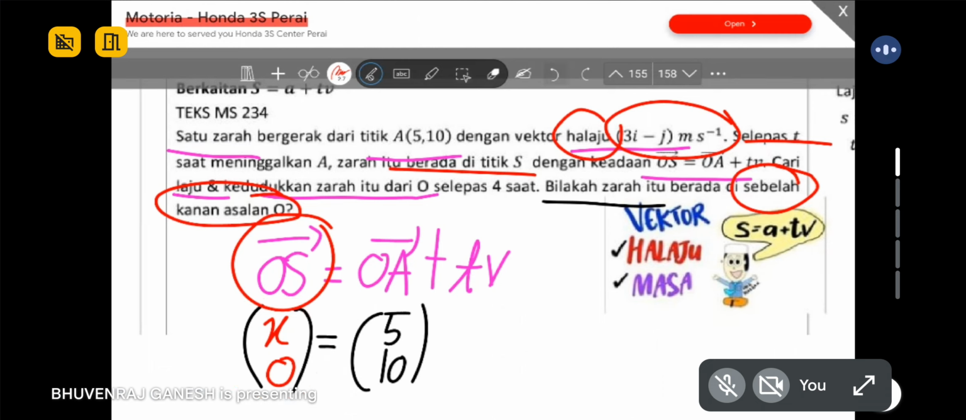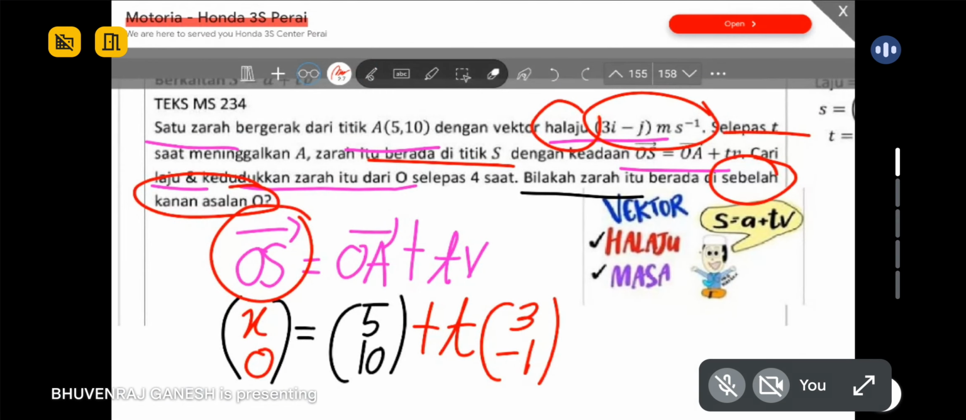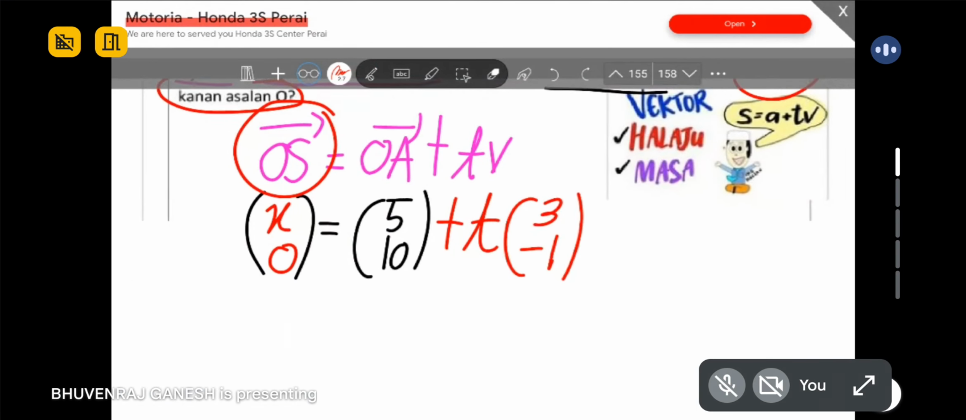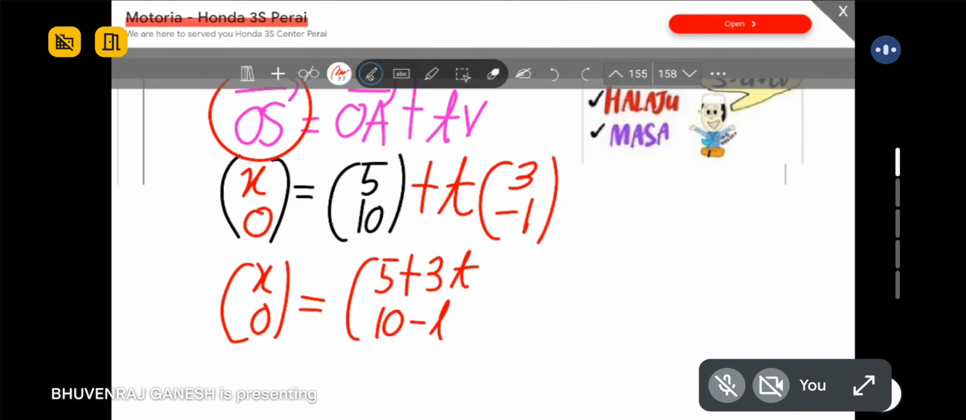Okay? Okay, and then t value kita tak tahu. V value we know, right, guys? V is 3 and negative 1. Betul? 3i minus j. So 3 and negative 1. Okay. If you guys solve this, right? Kamu boleh selesaikan. So you will have 5 plus 3t and 10 minus t.